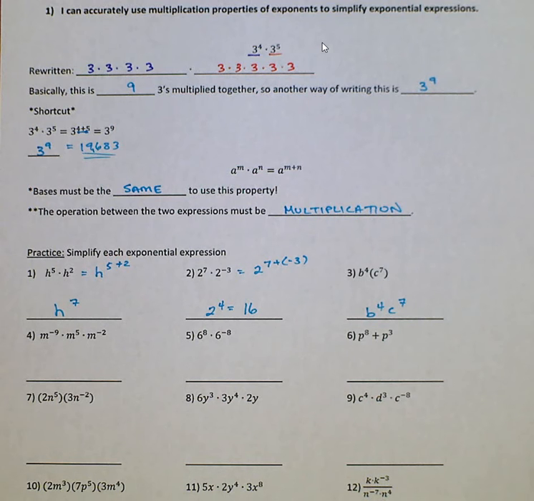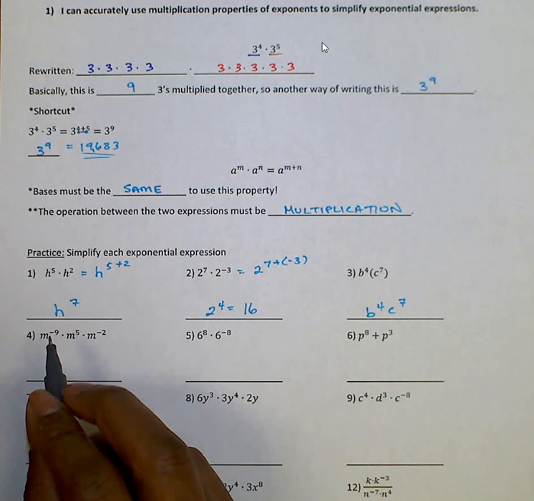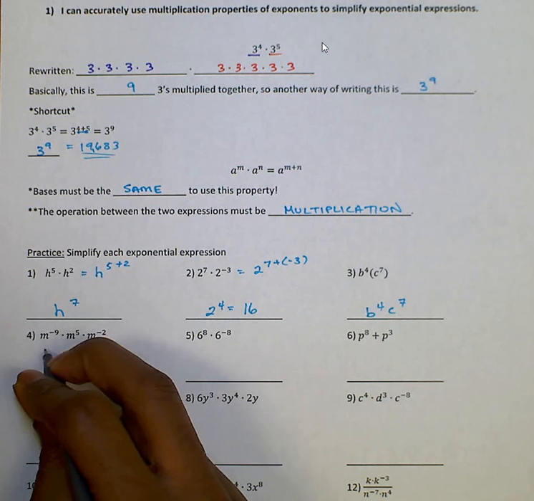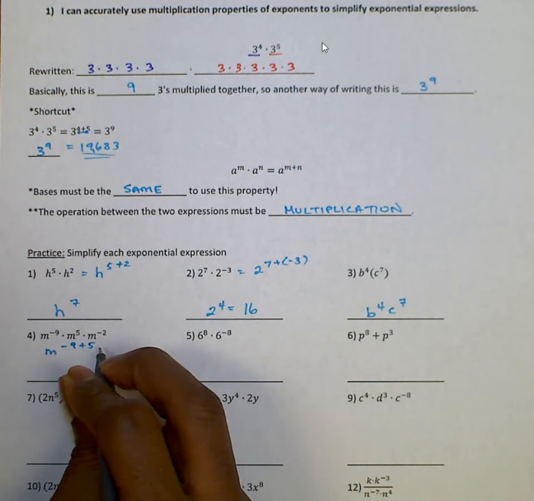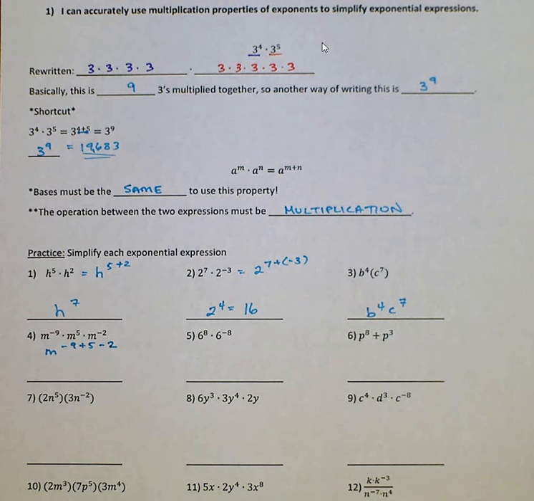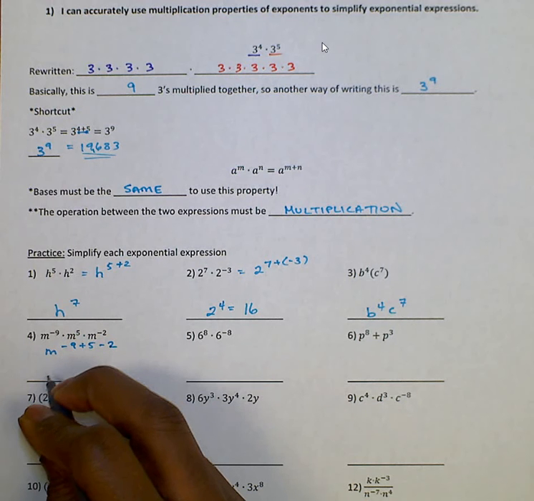Number 4. Here all of our bases are m's. So it works with 2, and it will also work with however many we have as long as they have the same base. So negative 9 plus 5, which is negative 4, minus 2. That gives us m to the negative 6.